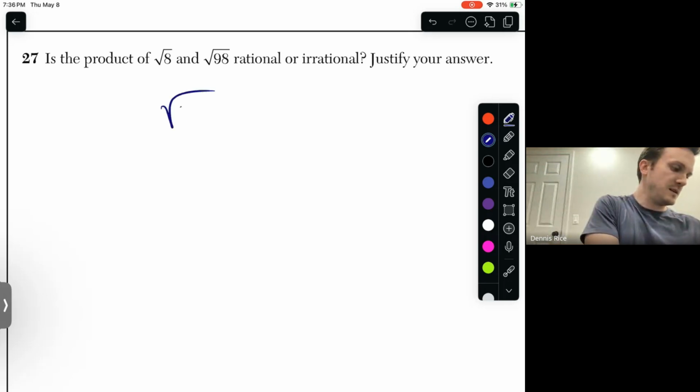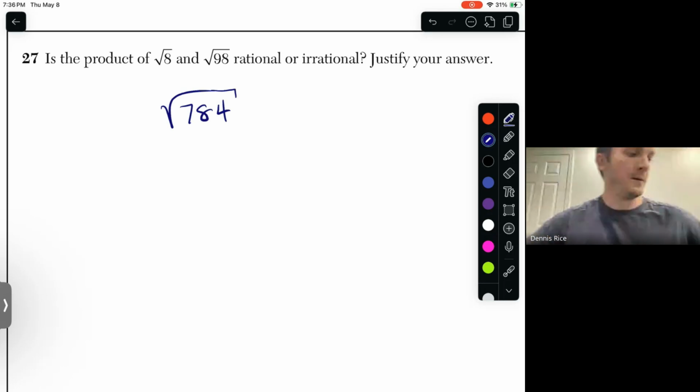And is 784 a perfect square? What is the square root of 784? If you're not sure if something's a perfect square, take the square root of it. If it works out to an integer, it is. If it doesn't, then it's not.